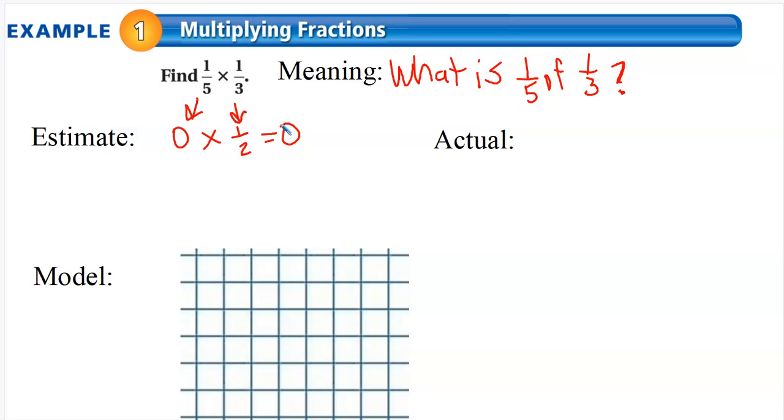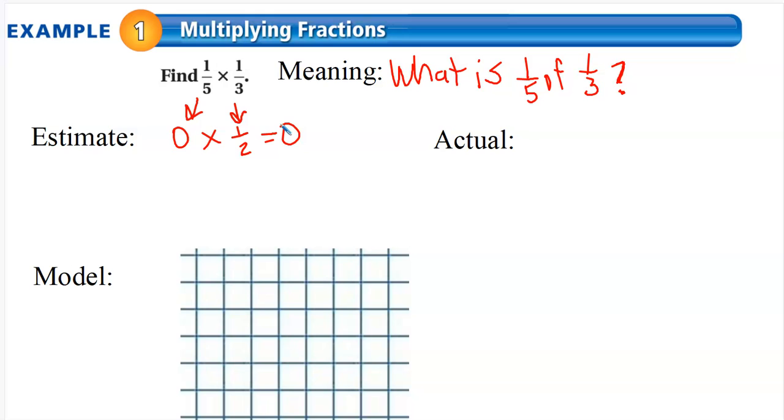Okay, so my estimate is 0. When I multiply those two numbers, it's going to be a small number. You guys are used to multiplying and numbers get larger. Now when we multiply fractions, we're going to see that we're taking a piece of a fraction, right? And so I'm going to start to model the picture to show you what this looks like.